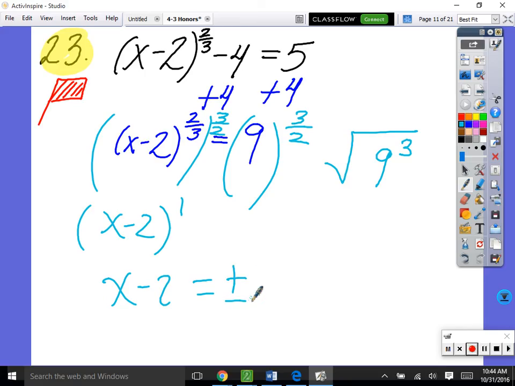So type into your calculator 9 raised to the 3/2. If it comes out even, then you're good. If it comes out a decimal, we would go back to here and plot groups of 2. Plus or minus what?